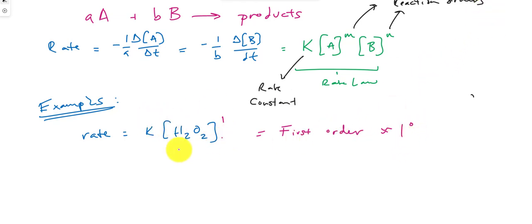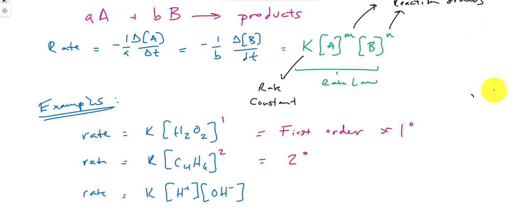What does that mean? It just means that as I increase the concentration of the reactant, H2O2, the rate of that decomposition increases linearly. So if I double that concentration, I double the rate. If I triple the concentration, I triple the corresponding rate.